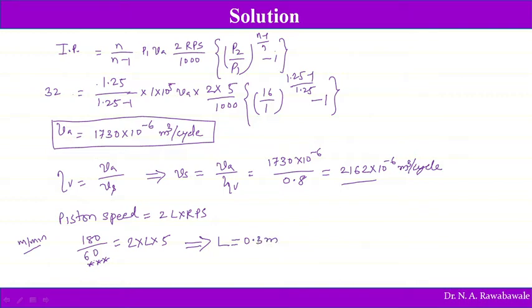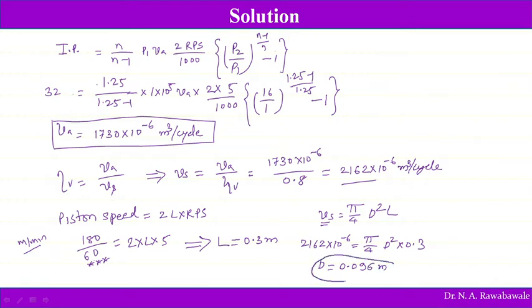So once we know the stroke length of the compressor, we can use this equation: Vs is equal to pi by 4 d square L. So Vs is known, that is 2162 into 10 to the power of minus 6, which is equal to pi by 4 d square, L is nothing but 0.3. From this we can get the d value, the diameter of this compressor, as 0.096 meter. So diameter of piston is 0.096 meter. This is how we get the solution.